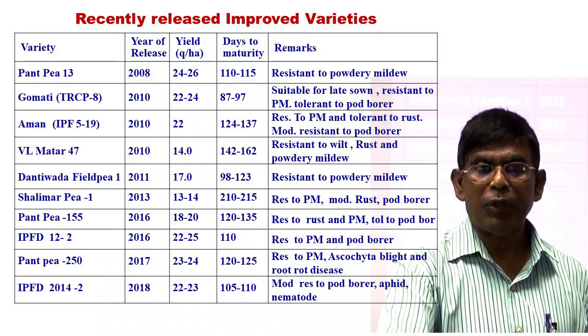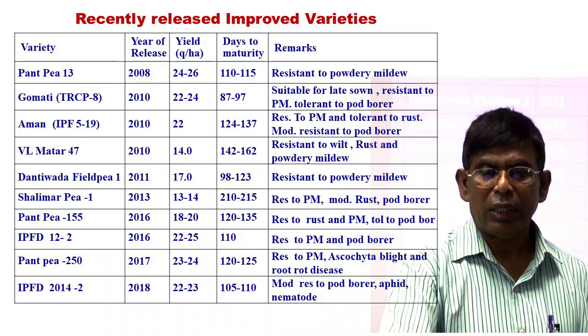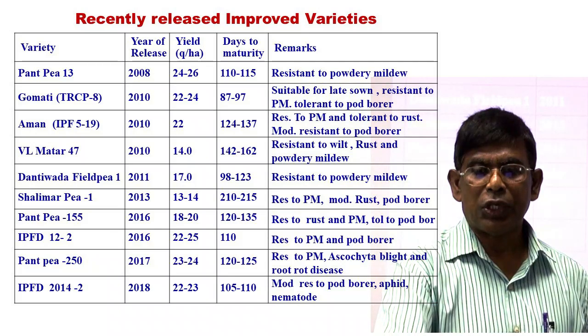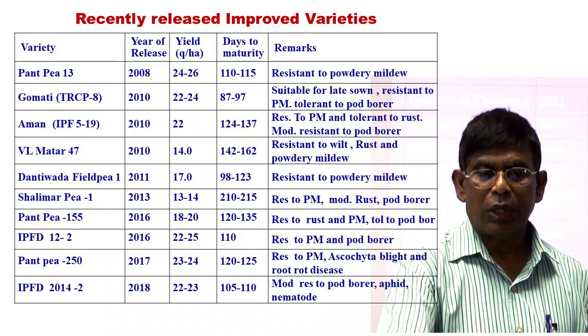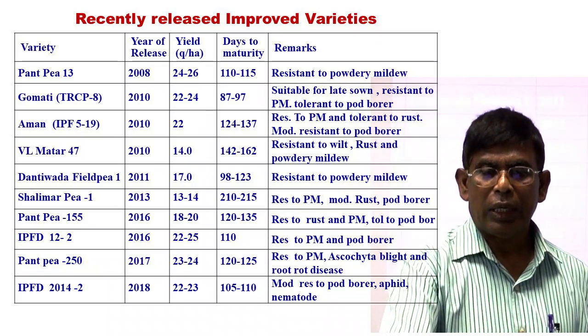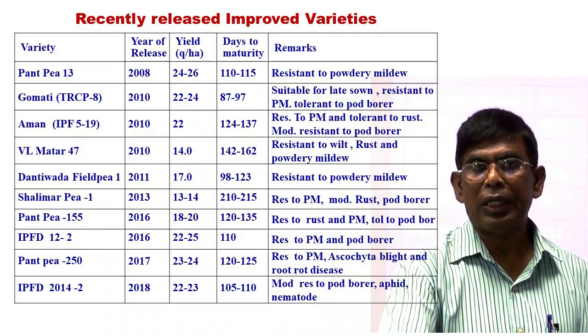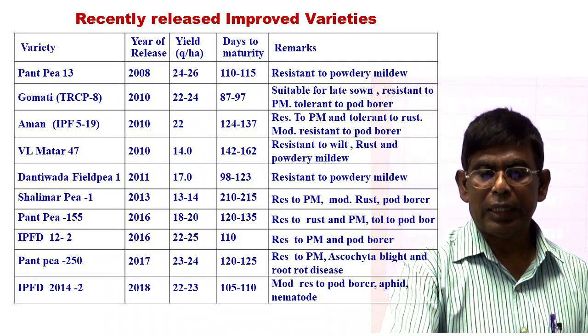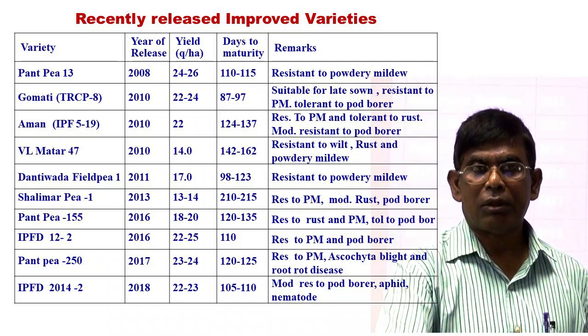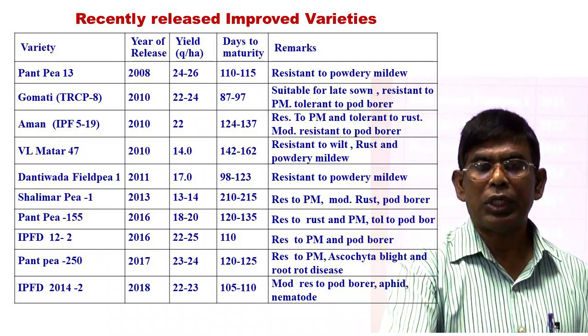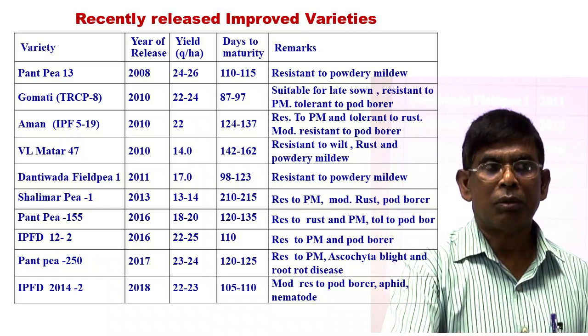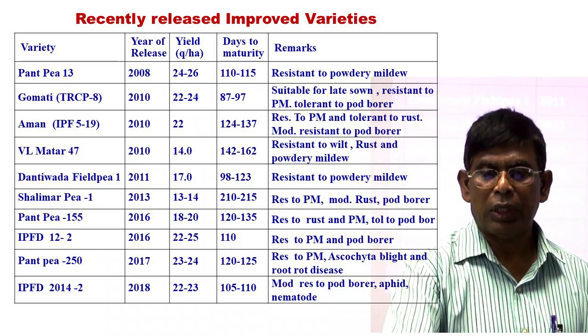Then Dantiwada Phillipi, which I discussed earlier, it is very much resistant to powdery mildew. Then Salimar P1, it has been released during 2013 particularly for a hilly tract. It is longer duration, around 2010 to 2015 days it will take for maturity.